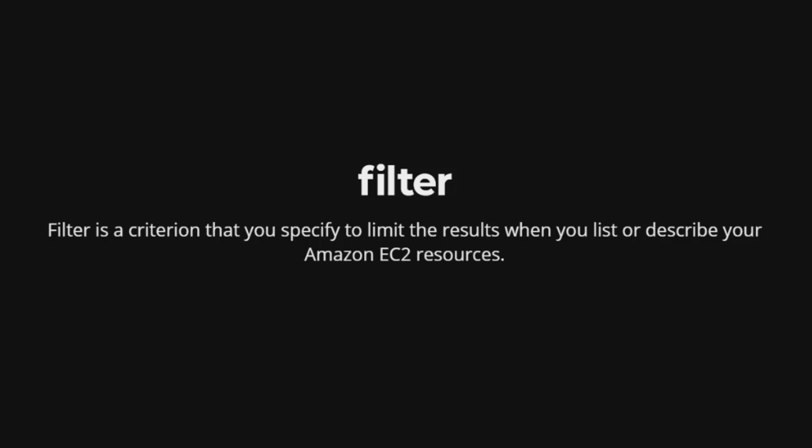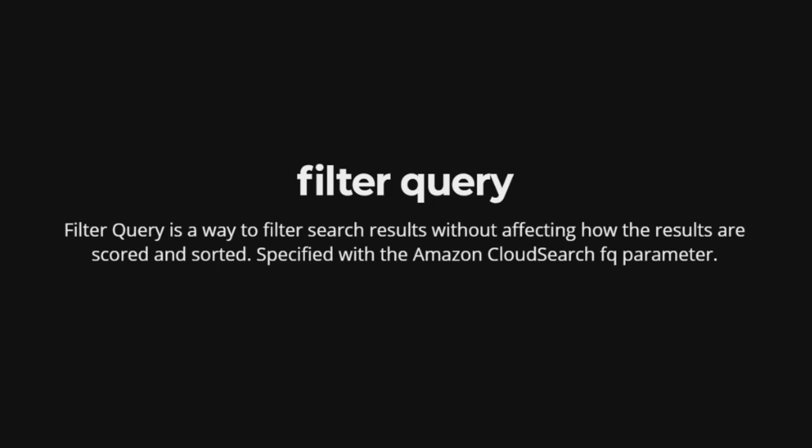Filter. Filter is a criterion that you specify to limit the results when you list or describe your Amazon EC2 resources. Filter query. Filter query is a way to filter search results without affecting how the results are scored and sorted. Specified with the Amazon CloudSearch fq parameter.